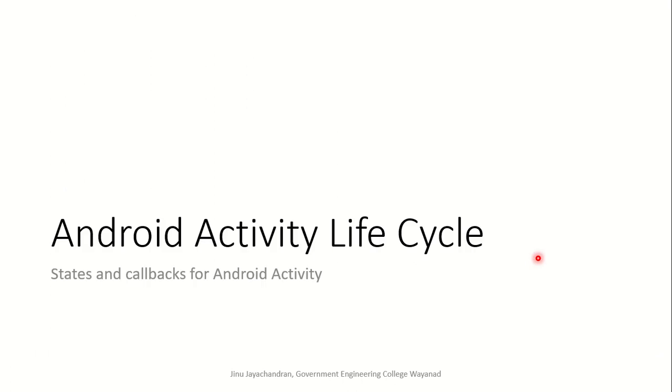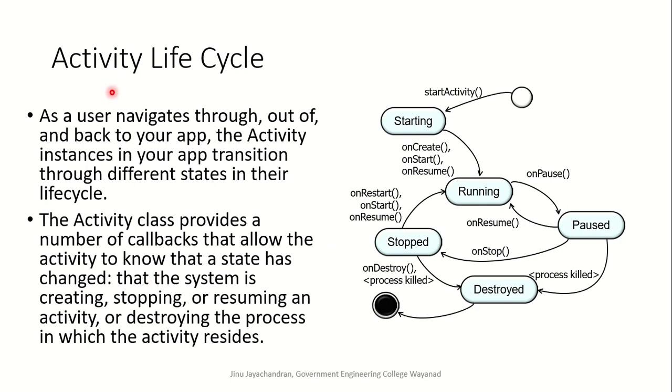So each of these activities has something called a life cycle. That means each activity will go through different states, and different functions will be called for this activity depending on the state it is within, and it will end once you click the exit button. So activity life cycle means as the user navigates through, out and back to your app, the activity instances in your app transition through different states in the life cycle.